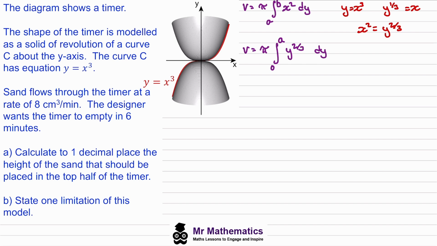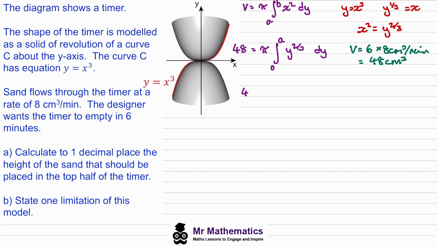And we're told here that sand flows through the timer at a rate of 8 centimeters cubed per minute, and the designer wants the timer to be empty in 6 minutes. So the volume of the sand will be 6 multiplied by 8 centimeters cubed per minute, and this will give us a volume of 48 centimeters cubed. So we can replace this v with 48. So now all we need to do is integrate this y to the 2/3.